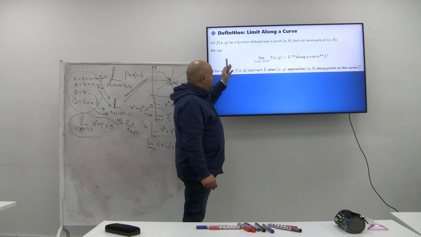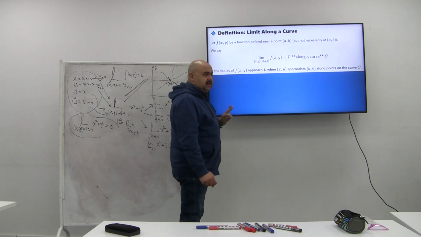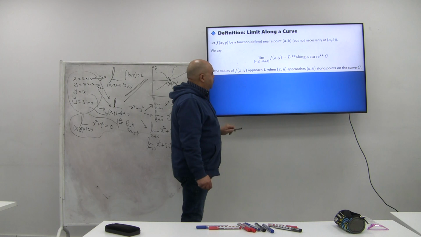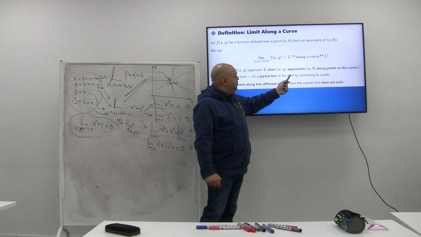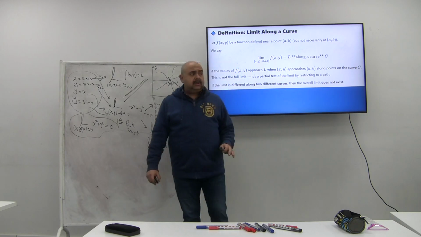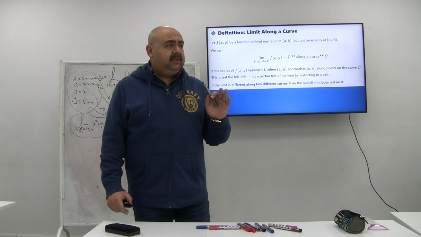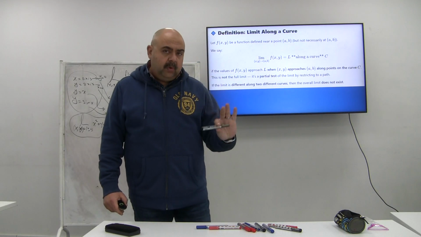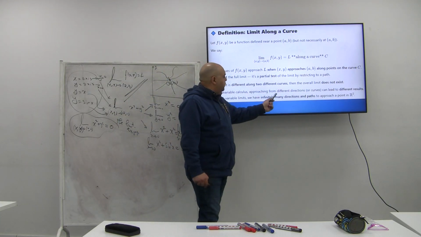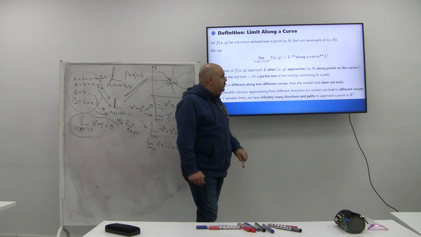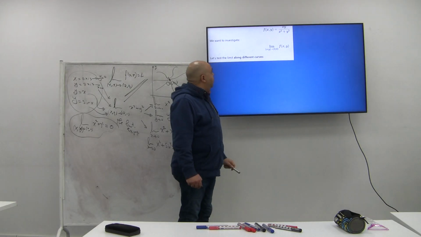The values of x, this is exactly the same, but I thought to write it once more for you to be just crystal clear. Okay? This is not the full limit, it is a partial test of the limit by restricting the path. Of course, in R2, I can restrict special paths or particular paths, and take the limit within these paths only, just to check. In multivariable calculus, as I told you, approaching from different directions or curves can lead to different values. Unlike one variable, you have infinitely many directions and paths.